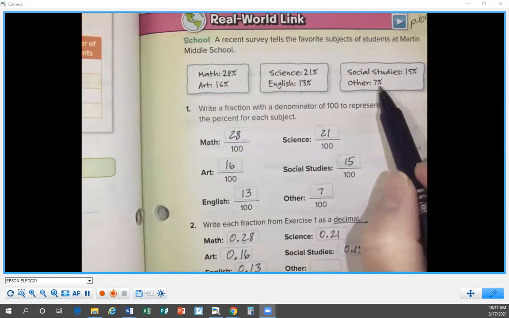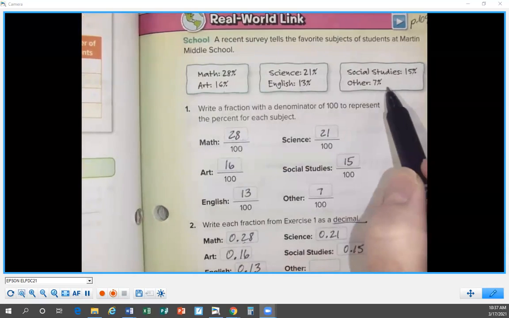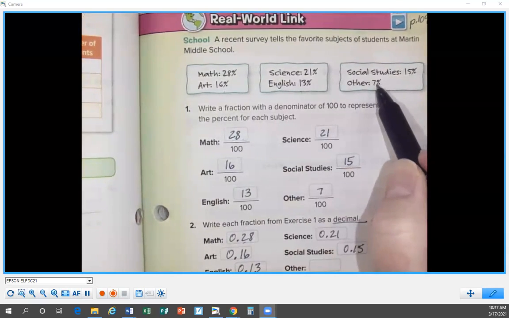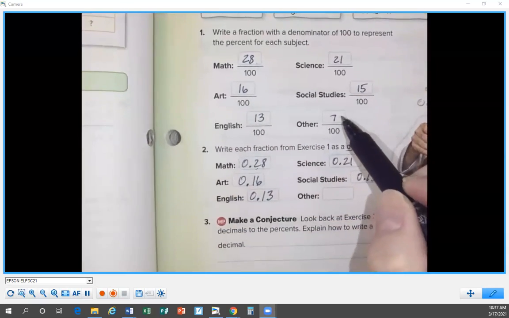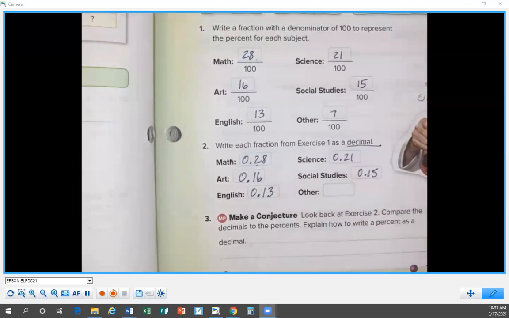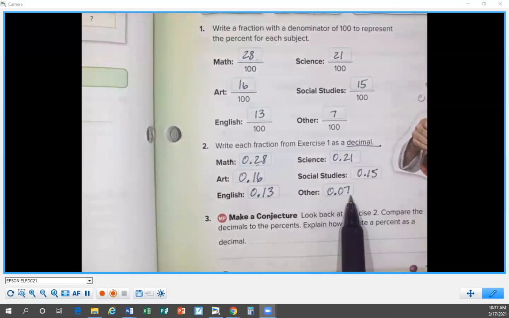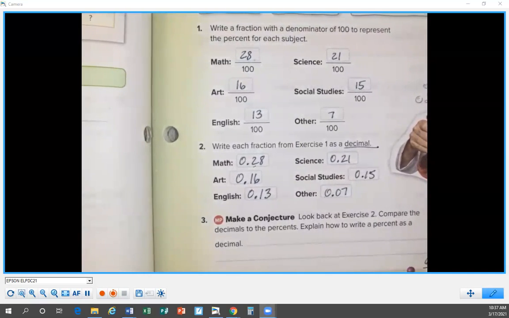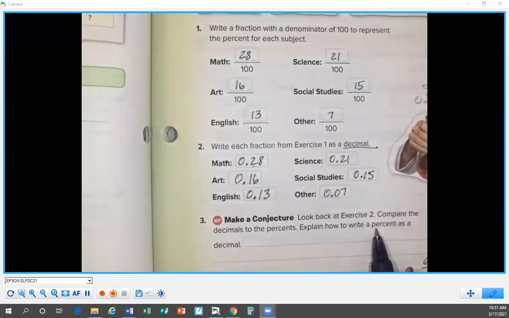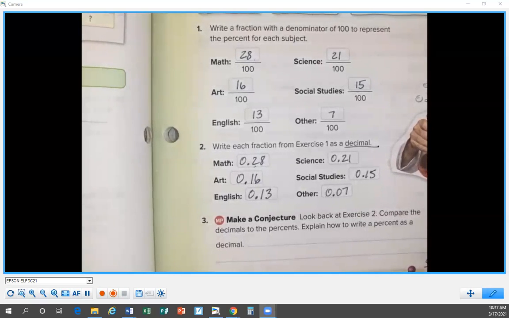Okay, other students who chose another subject not listed among those 5, 7%, 7 hundredths, 7 over 100, and 7 hundredths, 0.07. Remember that 7 needs to be in the hundredths place, so the 0 goes in the tenths place. So number 3 says make a conjecture. Look back at exercise 2, compare the decimals to the percents, and explain how to write a percent as a decimal.